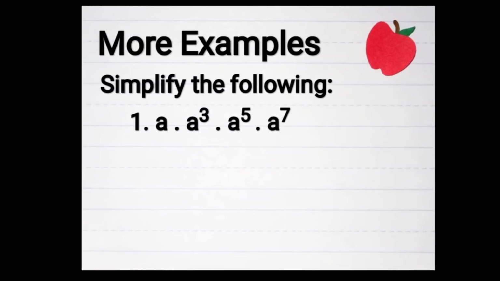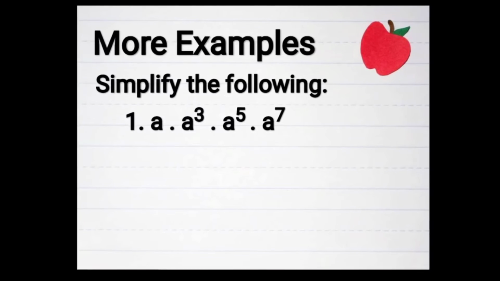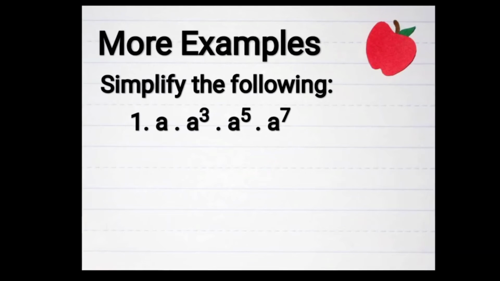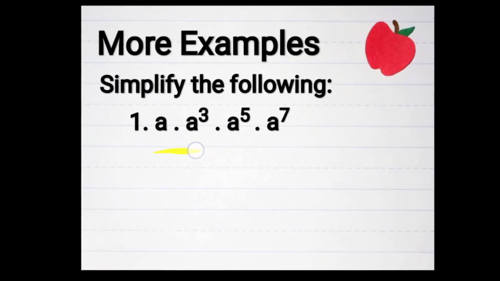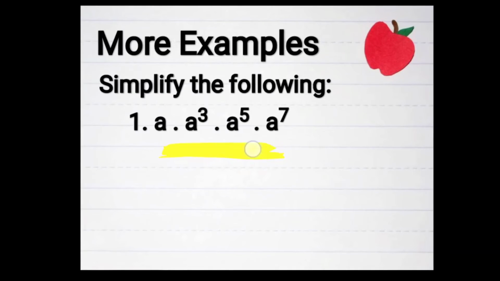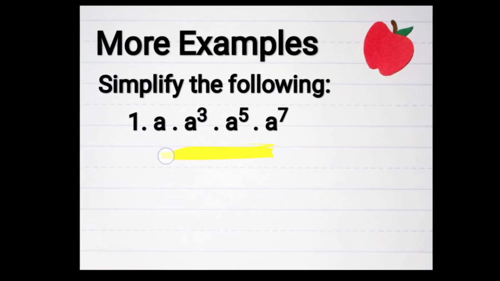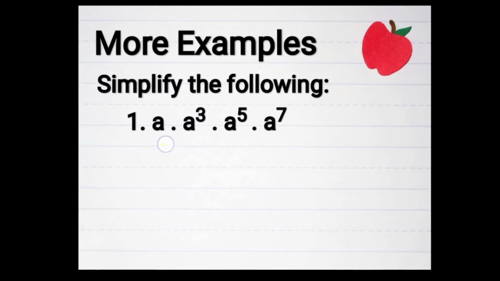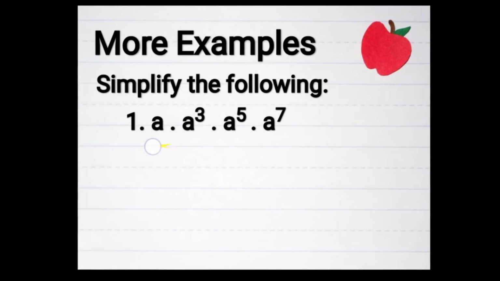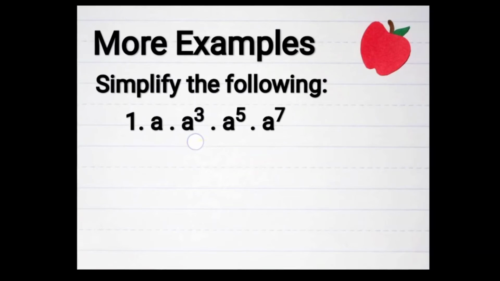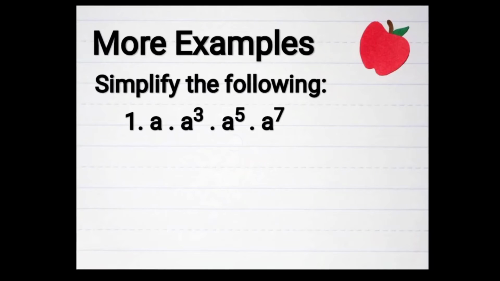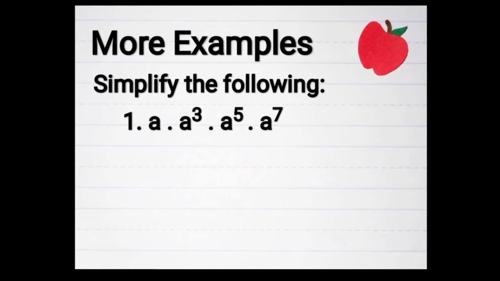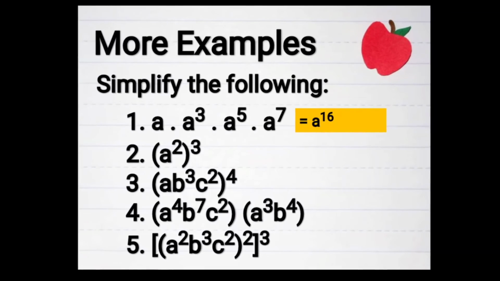And we all know that in law for product, you have to copy the base or the same base, then add the exponents. Okay? So as you can see, all the bases are the same, which is a. So copy the base a, then add the exponents. As you can see, the exponent of this a is 1, then this one is 3, we have here 5, then we have here 7. So 1 plus 3 plus 5 plus 7 is a raised to 16.